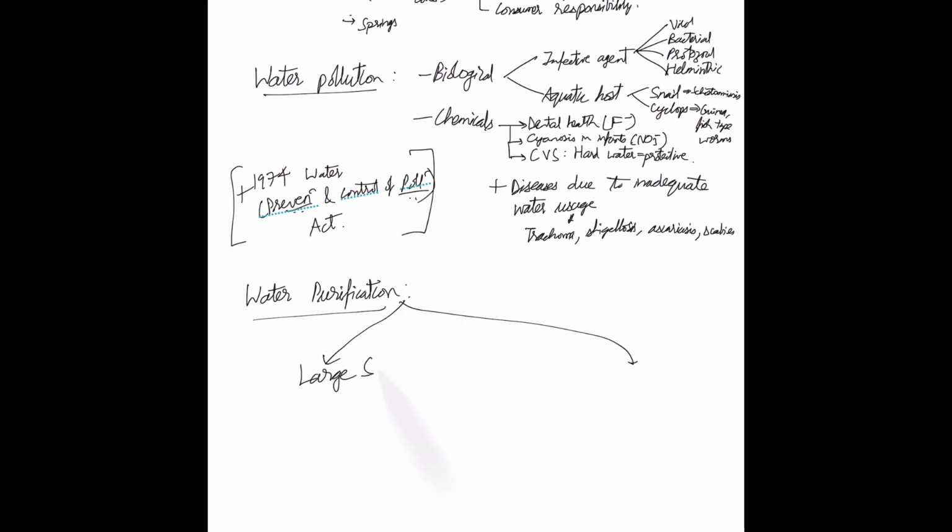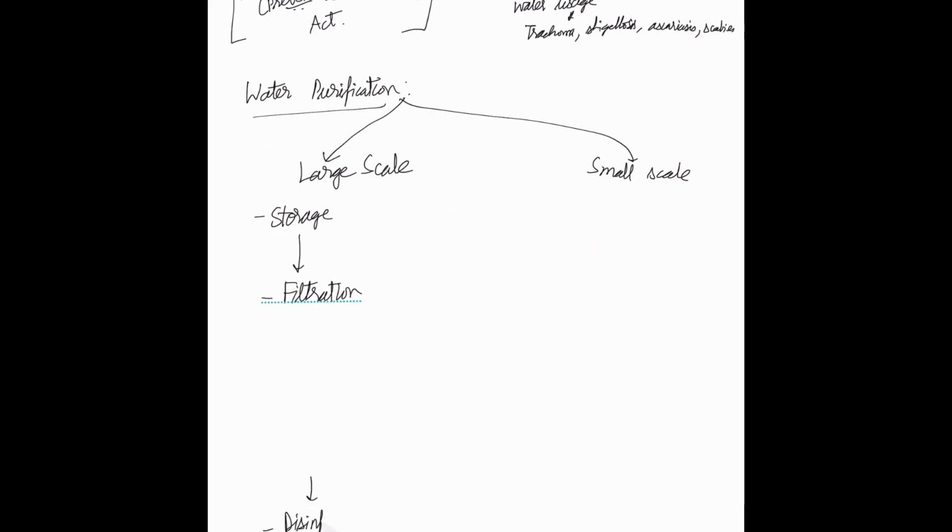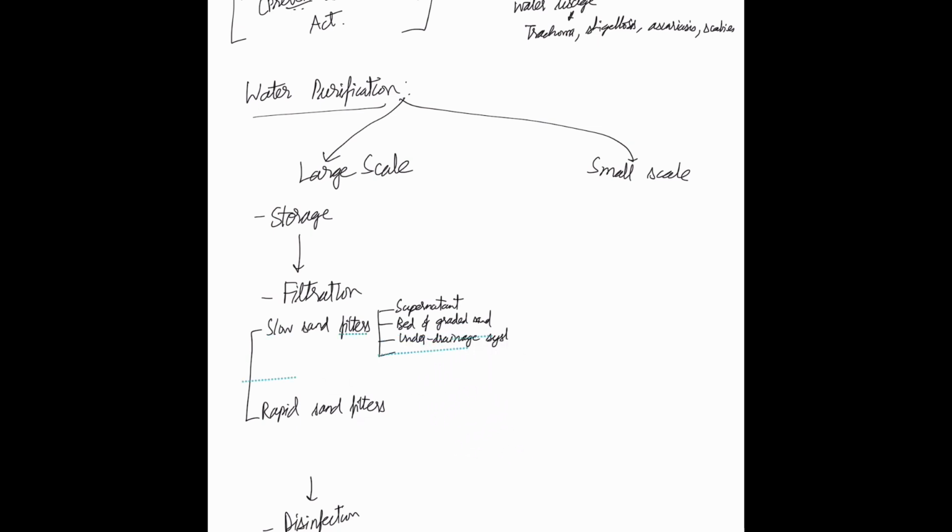Then we have water purification, which can be divided into large scale and small scale purification. In large scale, we have storage, filtration, and disinfection. These are the steps. So, under filtration, we have slow sand filters and rapid sand filters. These are important topics. Slow sand filters have four main components: the supernatant, a bed of graded sand, an under drainage system, and a filter control valve system. And both the sand filters have diagrams, which you should know, and the various advantages and disadvantages of both.